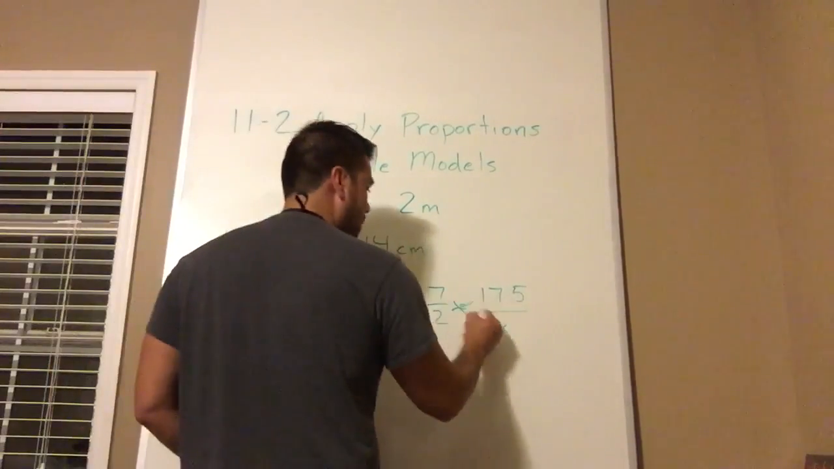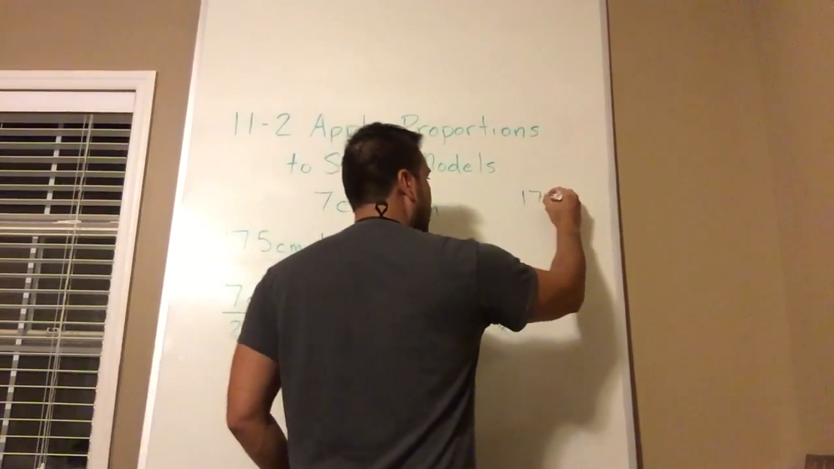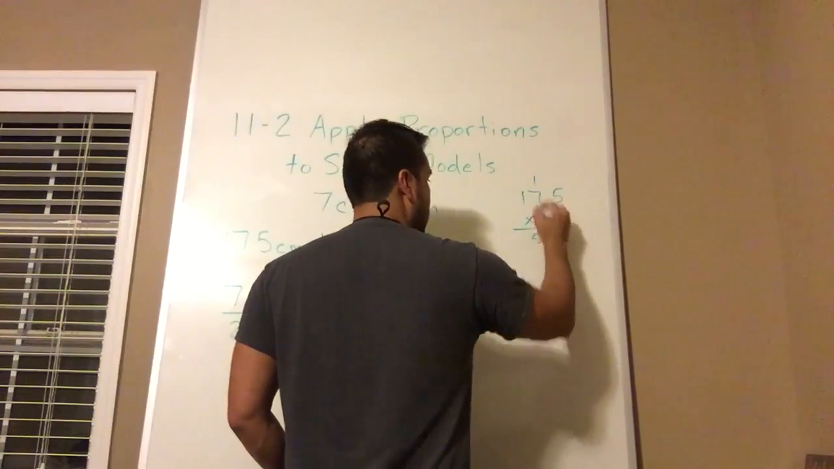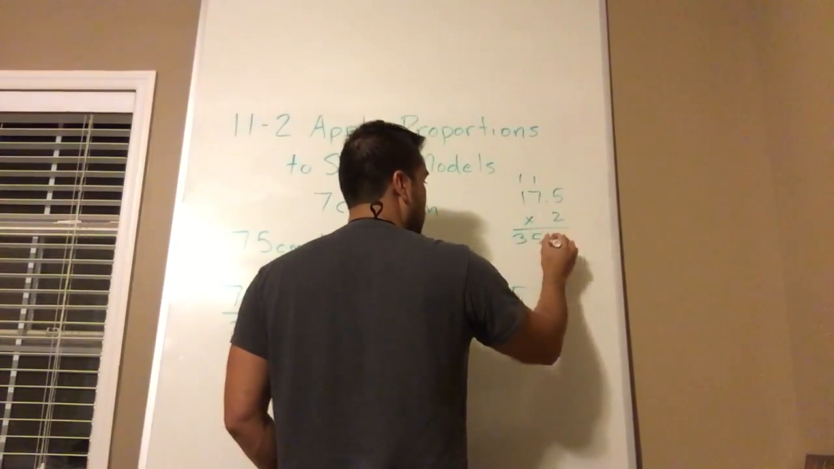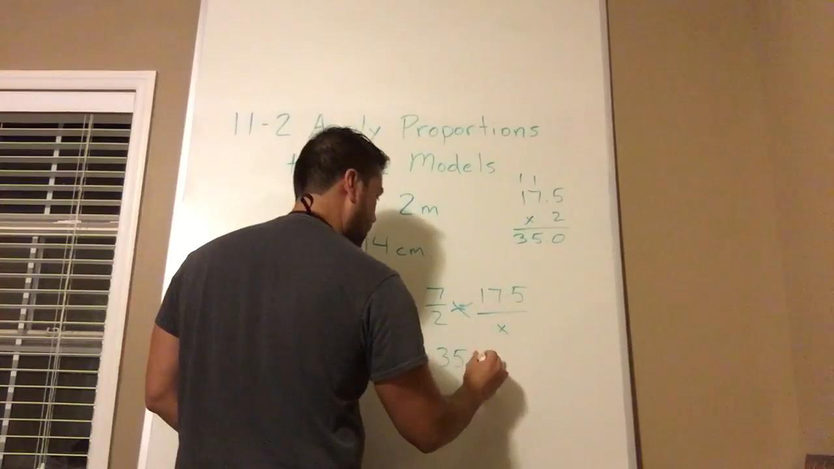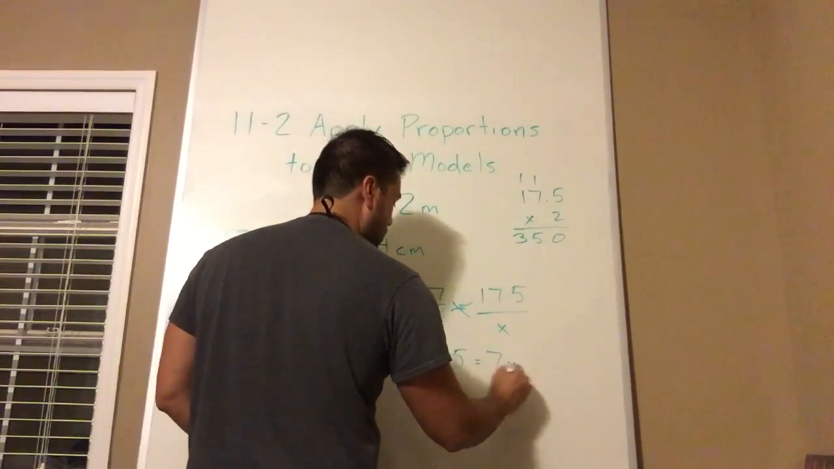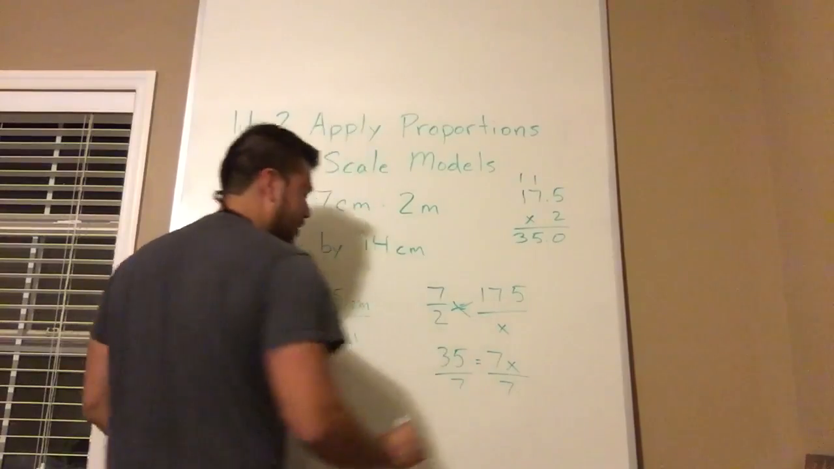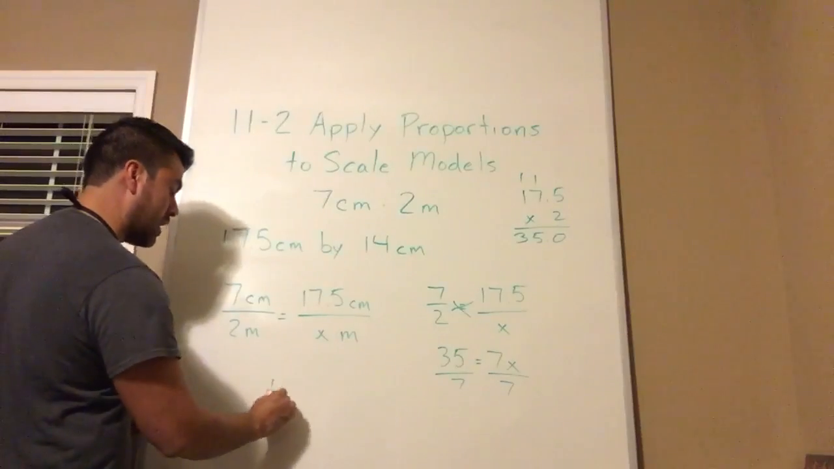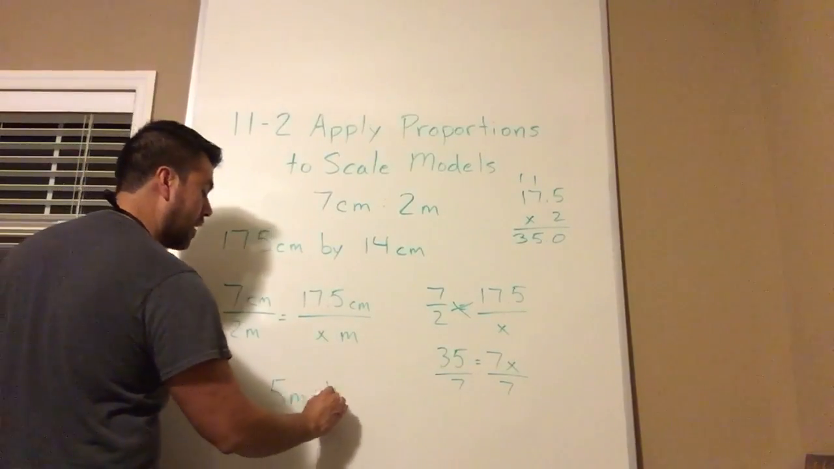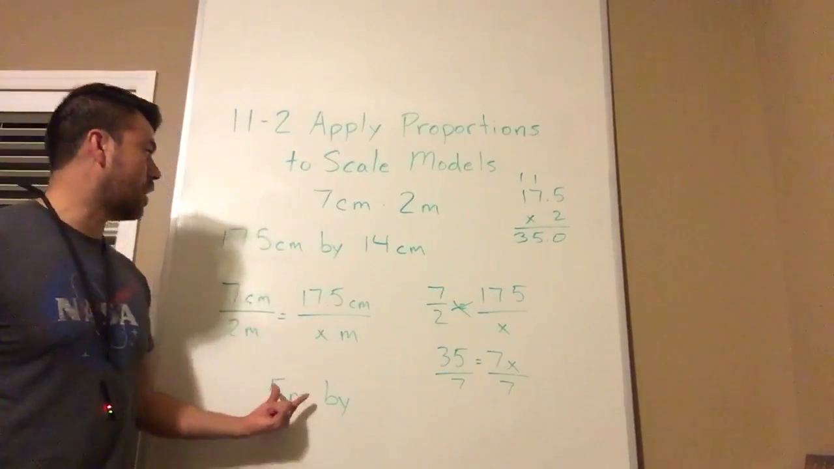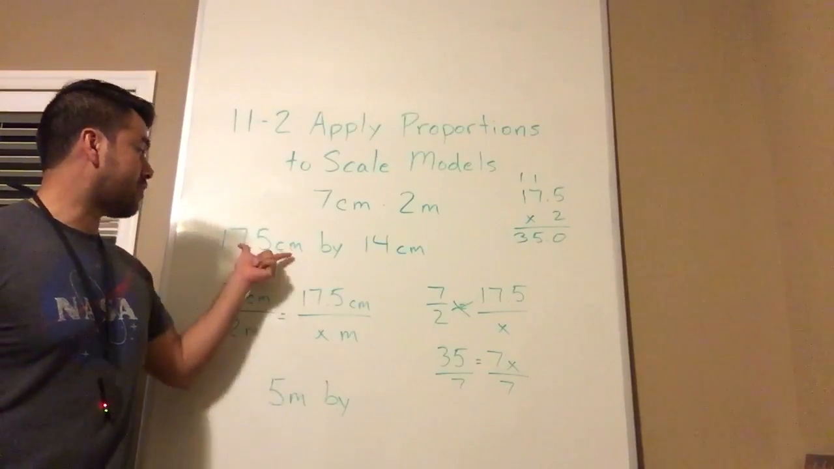So cross multiplying, 17.5 times 2. So 14, 15, 3. So 35 there. 35 equals 7x, which is very nice. I divide both sides by 7, I get 5. So 5 meters, that's my first answer. That room in actuality is 5 meters long, and that's the first conversion.